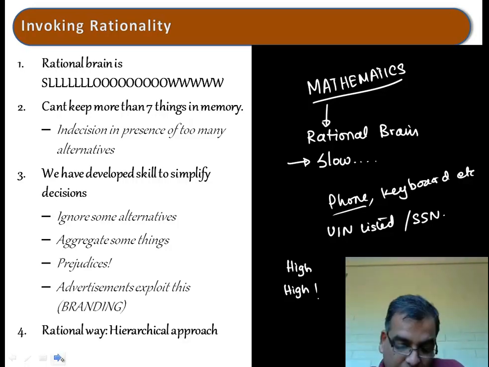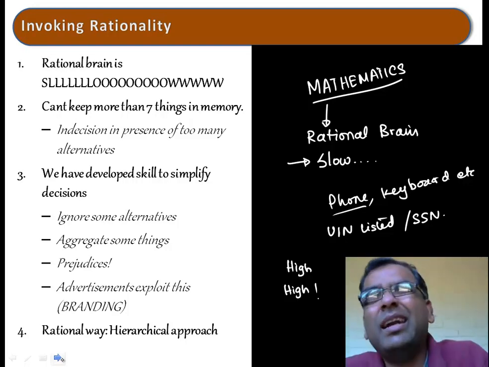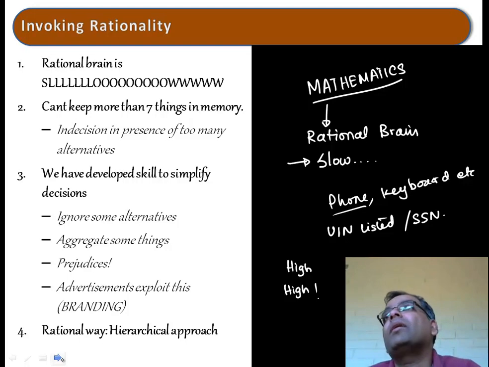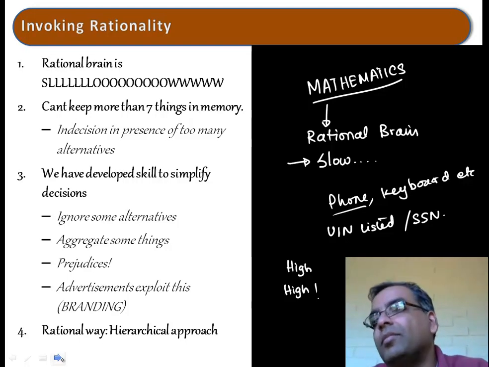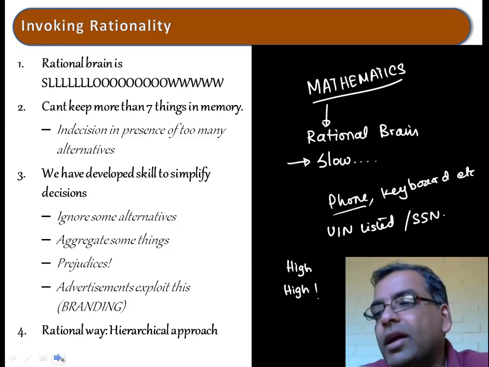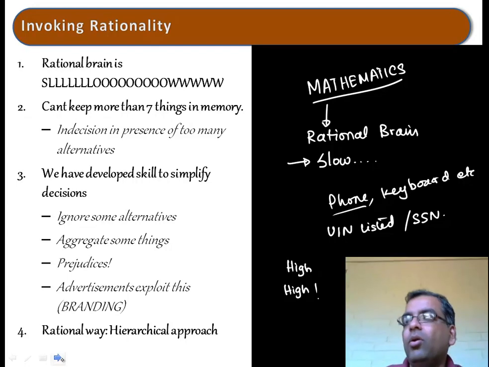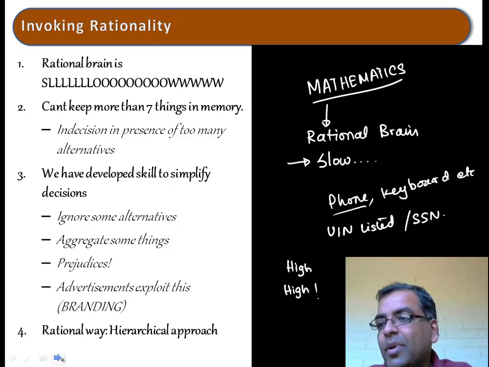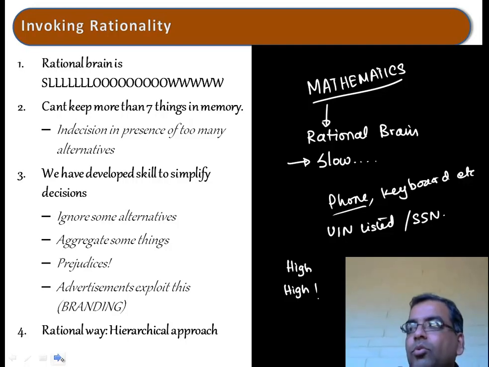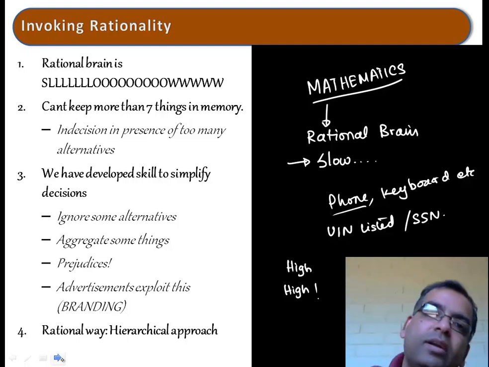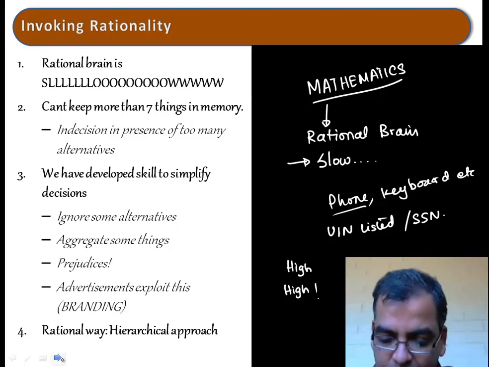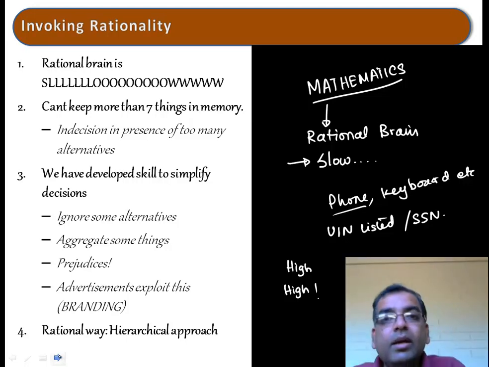By the way, advertisers really use this for branding. There are 10 different types of cola, so what would you pick? Coca-Cola or Pepsi or something like that. So it's easy for you to do. You go there, you don't want to pick toothpaste, you want to pick Colgate, right? Because it narrows down your choice from a vast number of toothpastes to a few. Otherwise you'll have what is called decision paralysis. You can't do anything.